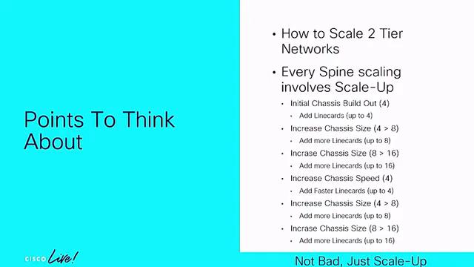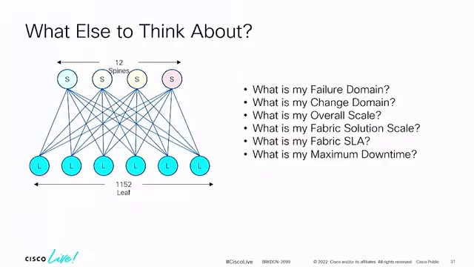So when we do this, apart from scale, because maybe you guys don't have that scale requirement, what else should we think about? And that becomes much more interesting. So what is my failure domain? Change domain. How many different teams do I have to ask in a single data center network, in a single fabric, if I have 1,100 leaves? How many people do I have to go ask and beg, can I please get a maintenance window for the change? Or if something goes south, how many other parts are affected by it?